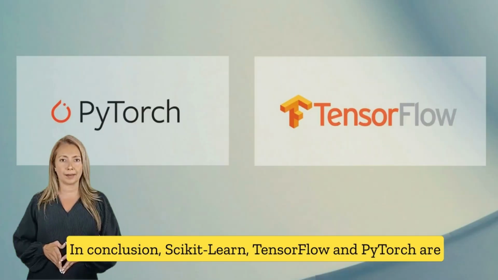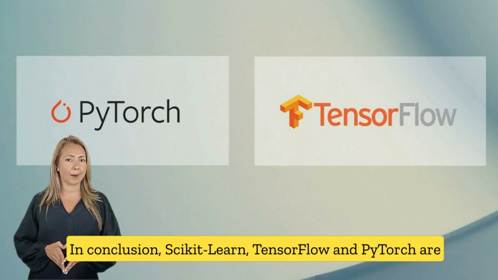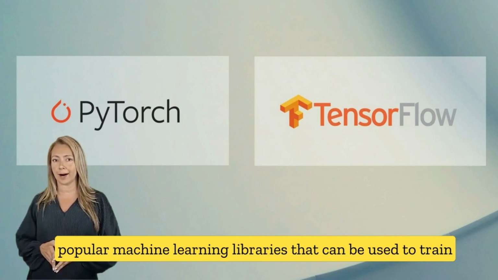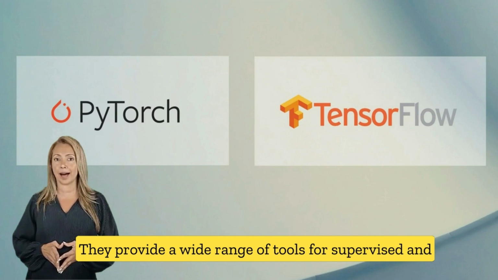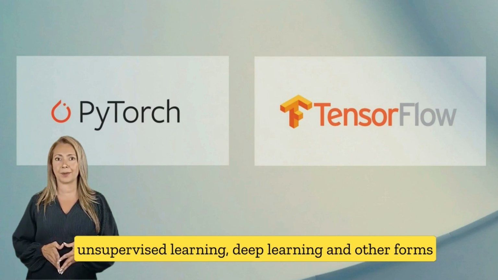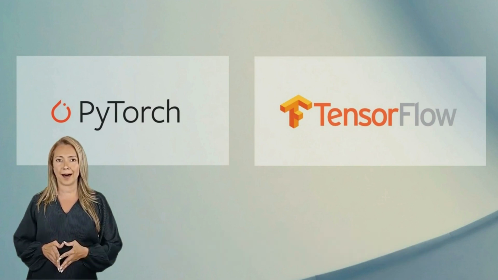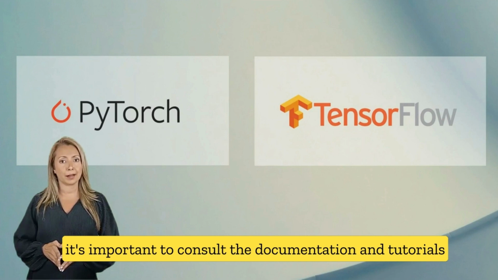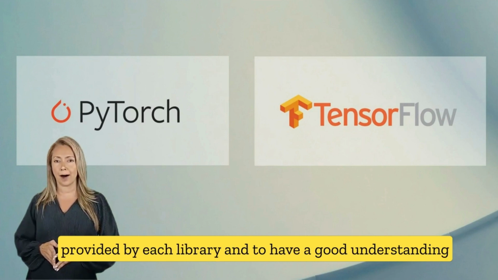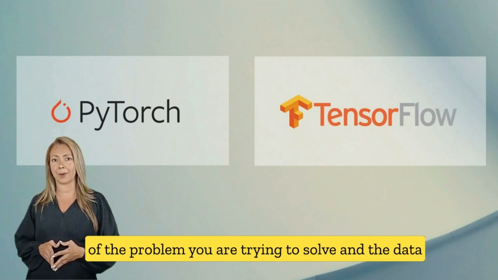In conclusion, Scikit-Learn, TensorFlow, and PyTorch are popular machine learning libraries that can be used to train models, extract insights from data, and make predictions. They provide a wide range of tools for supervised and unsupervised learning, deep learning, and other forms of machine learning. To use these libraries effectively, it's important to consult the documentation and tutorials provided by each library and to have a good understanding of the problem you're trying to solve and the data you're working with.